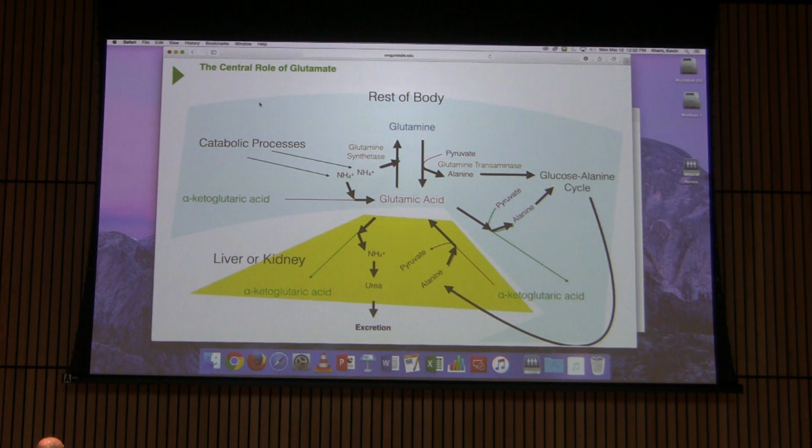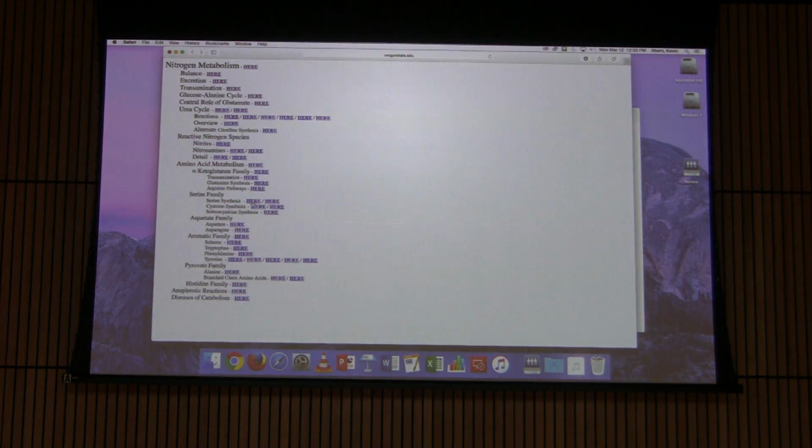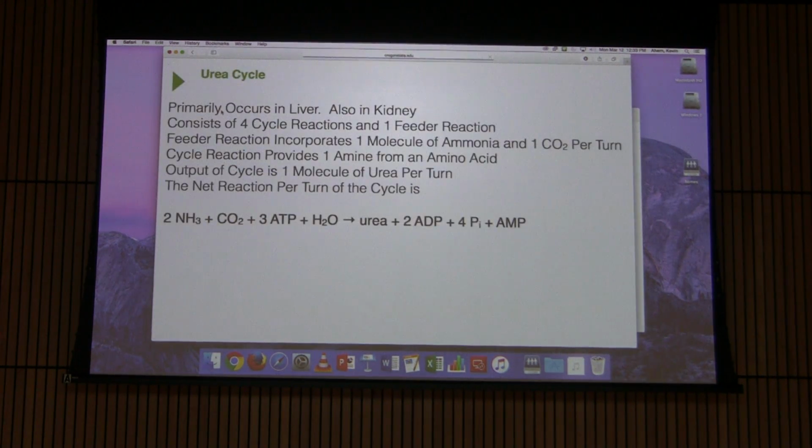As they say, this also happens in the kidney. And then last but not least, all the very common intermediates that one finds in the body. Glutamine, glutamic acid, alpha-ketoglutarate, pyruvate, alanine. All of these things very useful for other purposes than what we see right here. So the glutamate is very central to this overall process occurring.